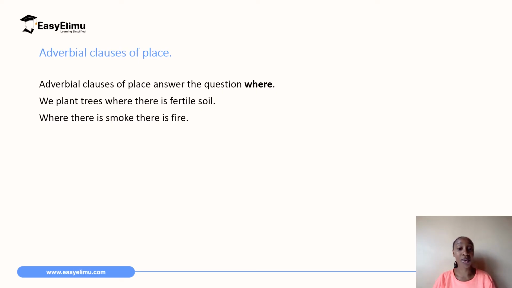For example, we plant trees where there is fertile soil. So if I ask you, where do you plant trees? You will say, we plant trees where there is fertile soil. So that response, where there is fertile soil, is the adverbial clause of place in this sentence. It has answered the question where.